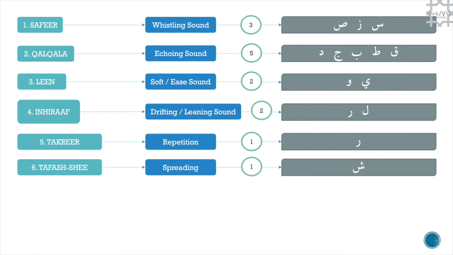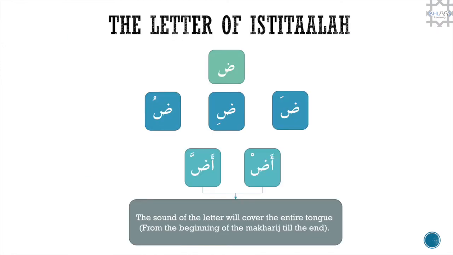So from the beginning, Safir, which is a whistling sound, 3 letters, Sin, Za, Sad. Qalqalah, which is an echoing sound, 5 letters, Qutubu Jad. Leen, which are 2 letters, Ya and Waw, preceded by a fatah. Inhiraaf, which is the drifting or the leaning, which are 2 letters, the Ra and the Lam. And Takreer, which is the repetition, which is the letter Ra. And Tafash-shee, which is the spreading, 1 letter, Sheen.